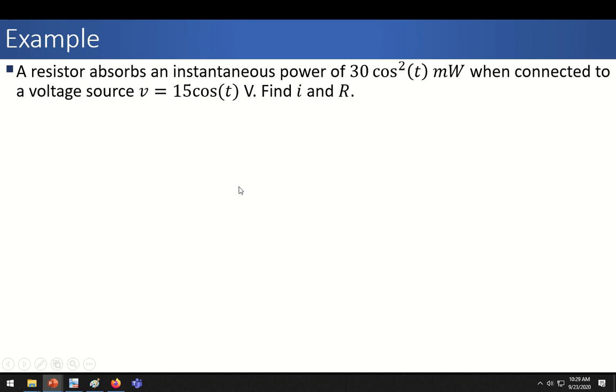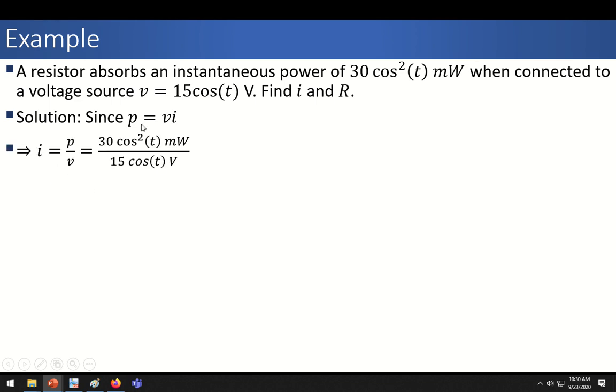So again we can use the power equation. We know that P is equal to VI. So for I we solve this equation. From this equation we can say that I will be equal to P divided by V. So P is equal to 30 cos square t milliwatt divided by 15 cos t. So we can cancel one power of cos, and 30 divided by 15 will be equal to 2. So this will be 2 cos t milliampere, because power is in milliwatt and voltage in volts, so current will be in milliamperes.